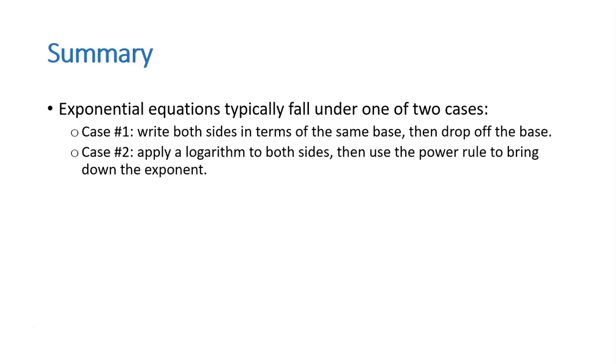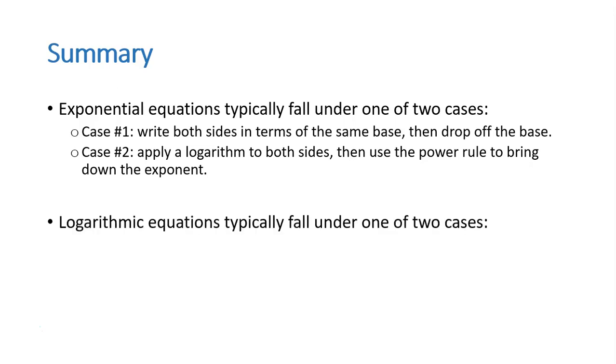Case two is when we can't write everything in terms of the same base. In this situation, we apply the logarithm to both sides, making sure to have isolated the exponential, and then we use the power rule for logarithms to bring down our exponent. Remember, the exponent always contains the variable. The variable is what we're trying to solve for. So if we apply a logarithm to our exponential, the power rule allows us to bring our exponent and consequently our variable out of the exponent, and then we solve using standard algebraic rules.